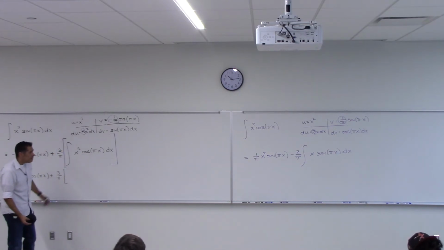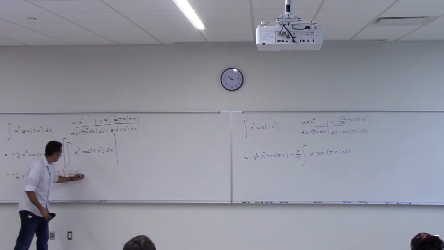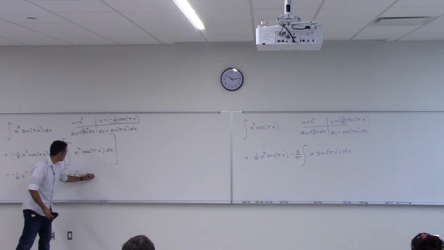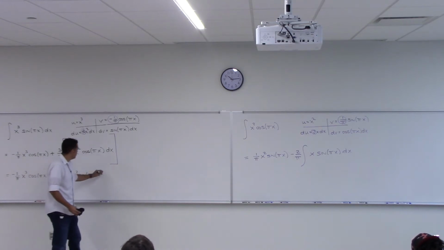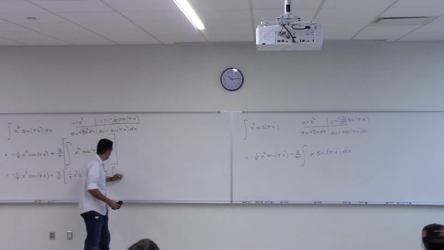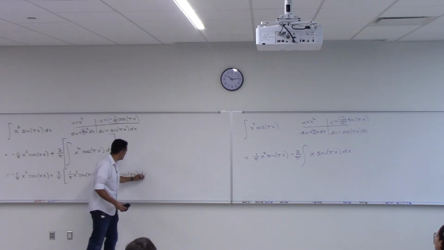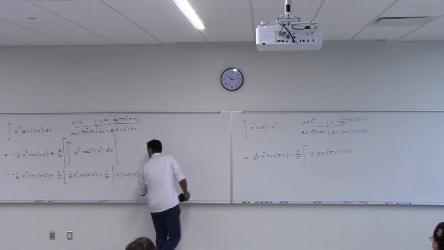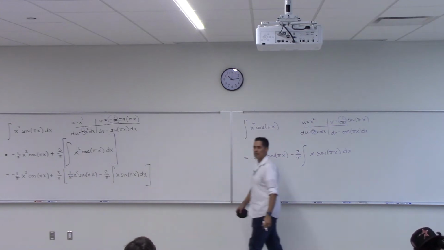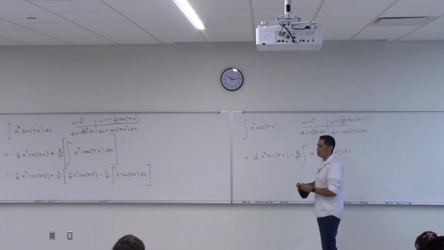So what do we have? 1 over pi x squared sine pi x, minus 2 over pi, new integral, right? X sine pi x dx, close the bracket. That's where we are, right? Are you coming? No? Okay. That's where we are?